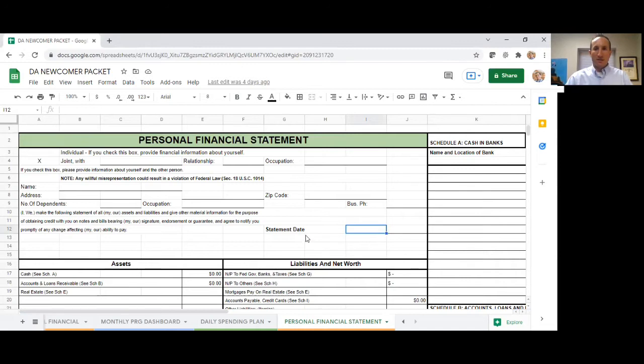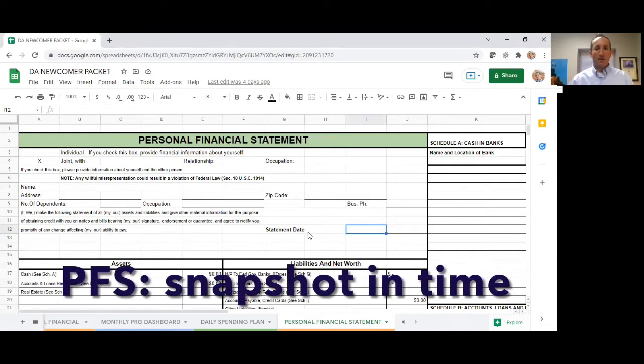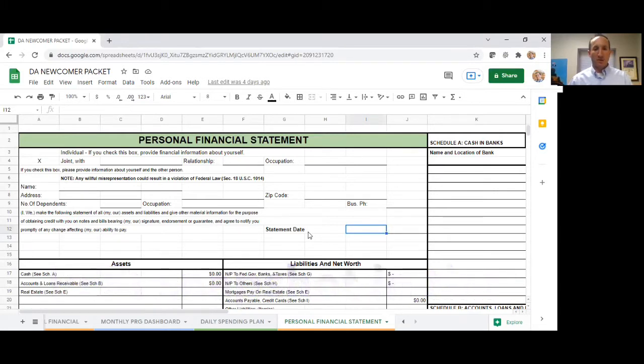Basically, this is a snapshot. The personal financial statement is a snapshot of the health of the business or the health of the partnership financially. It's just a snapshot at any given time.